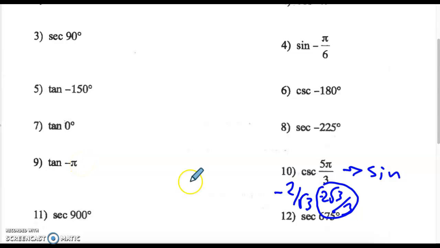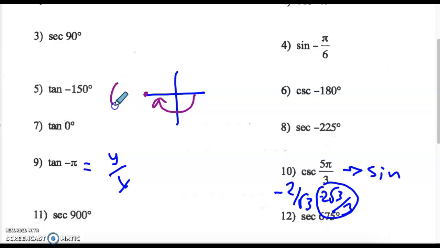So the tangent of negative pi is, again, y over x, and negative pi is going this way, and the coordinates right here are negative 1, 0. Again, that's negative pi because I went clockwise, and it's y over x, so this would equal 0 over negative 1, which is 0. And tangent of 0 degrees is going to be similar. You're just going to stay right there and use those coordinates. So sometimes you're not going to land on the triangles, you get on the axes, and that's okay.